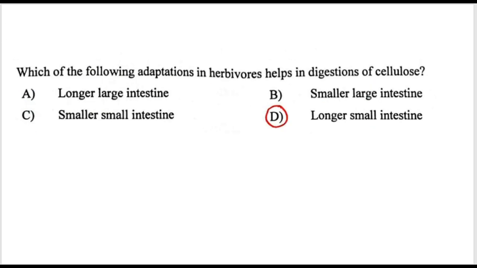Which of the following adaptations in herbivores help in digestion of cellulose? Longer large intestine, smaller large intestine, smaller small intestine, and longer small intestine. Longer small intestine is the adaptation.